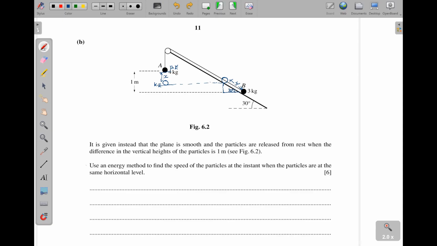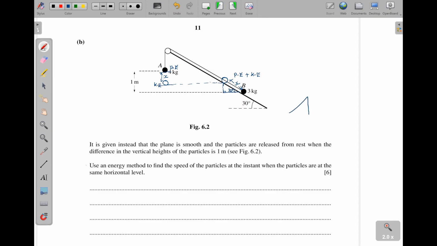Then for B, I'm also using this point here as reference. At first, remember, the particles are released from rest, so they don't have kinetic energy. And there is no potential energy here because this is the reference point, so no distance has been moved vertically. But when B comes to this position here, we are going to have potential energy generated because of this vertical height. Then we shall also have kinetic energy because the system will be moving at a certain speed.